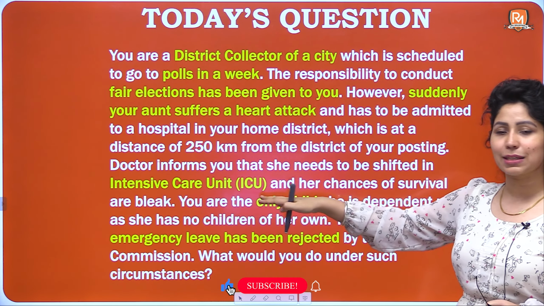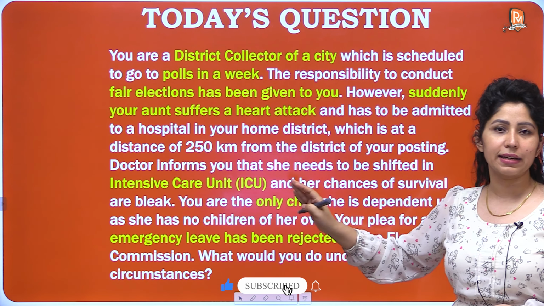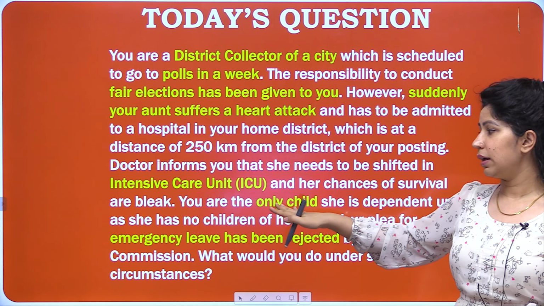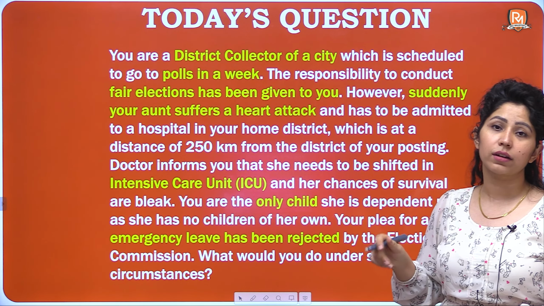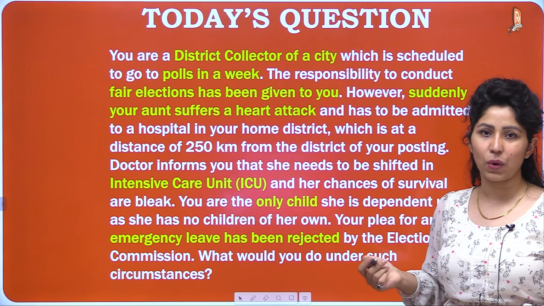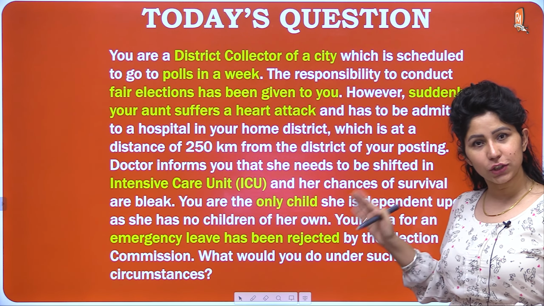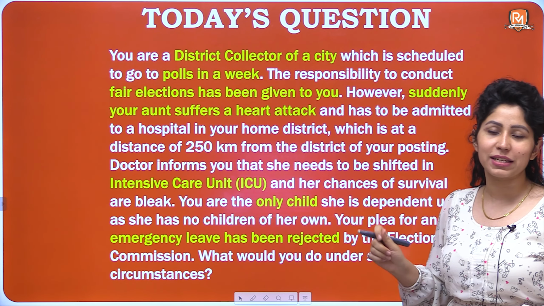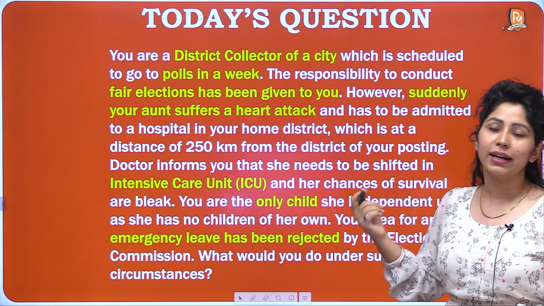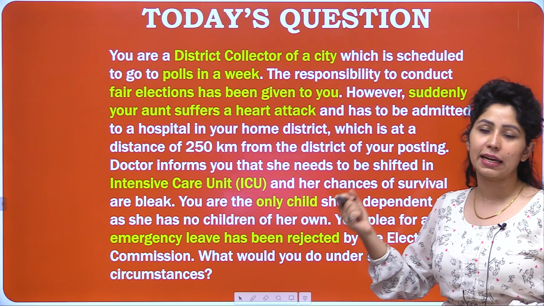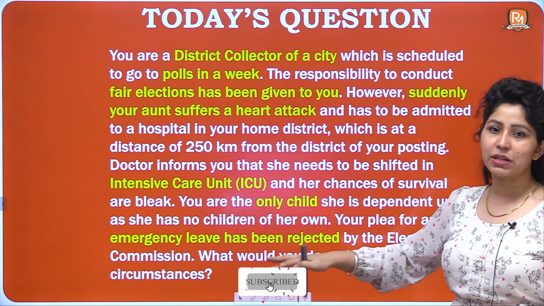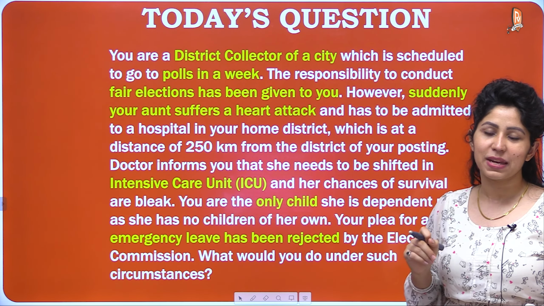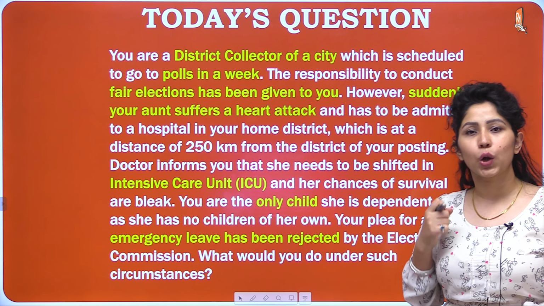So, ICU has been mentioned, that shows that your aunt is very critical. The next one is that you are the only child, or you are the only caretaker who can go. You cannot send anyone else. So, that puts a restriction to the number of solutions you can give. Otherwise, this would have been a very easy thing, that I'll send my brother or sister or any other relative, but the case study has mentioned this. So, emergency leave has been rejected. That means you have been stopped from going.